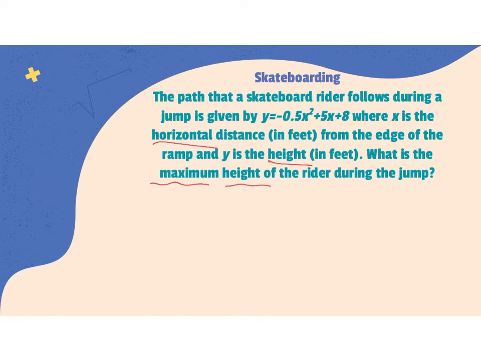So the fact that you see this word maximum here, hopefully that word now tells you, oh, that means I need the vertex. So this is an opening down parabola of some kind, which makes sense because if you've got a person standing on a skateboard, they're going to jump that skateboard up into the air and they're going to go back down to the ground. So we want to know what is the point at the top, okay? How high is that point?